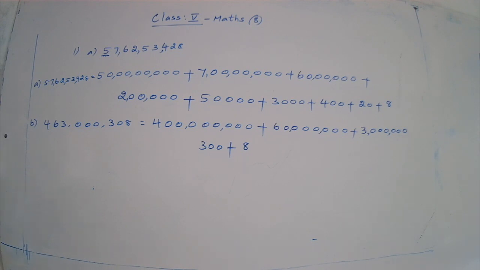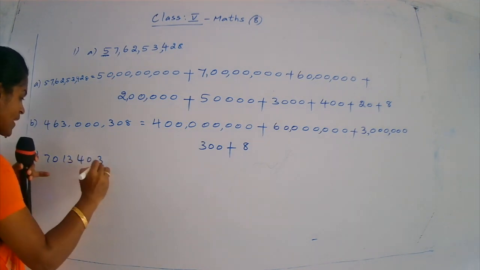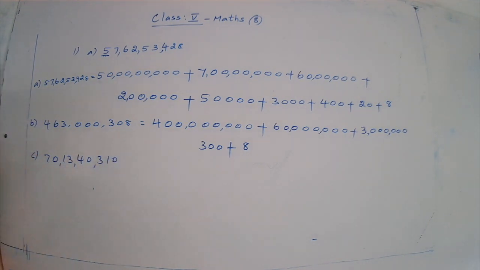Now you come to C part. In first question, C part. Your question is 70 crore 13 lakh 40,310. Okay, 70 crore 13 lakh 40,310. So say the expanded form.